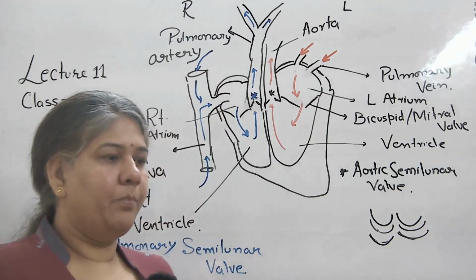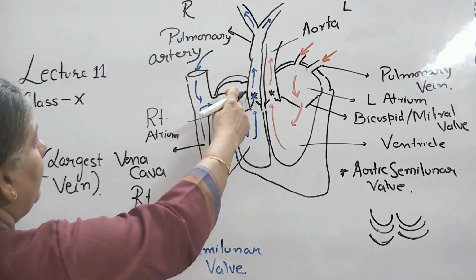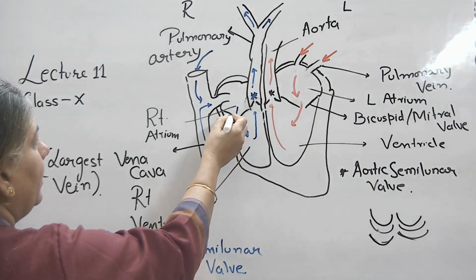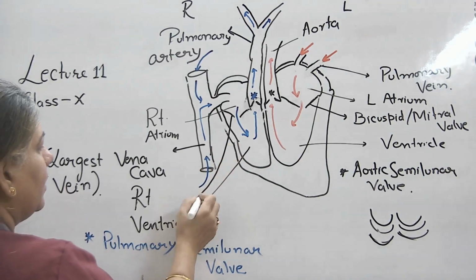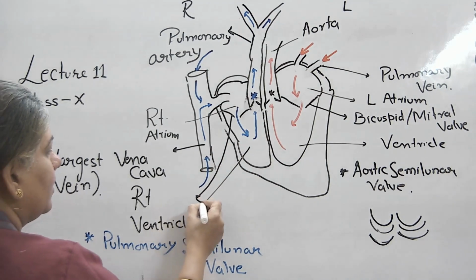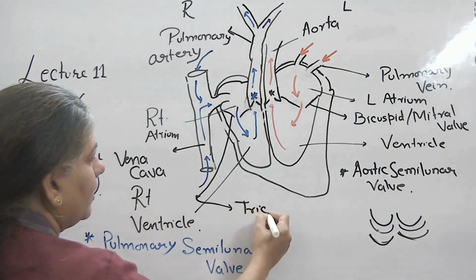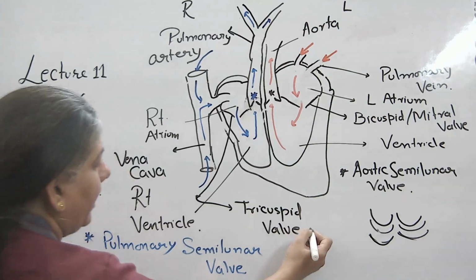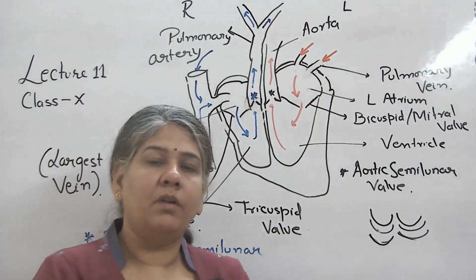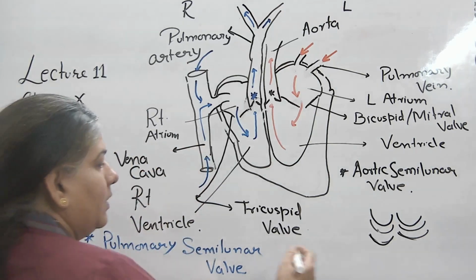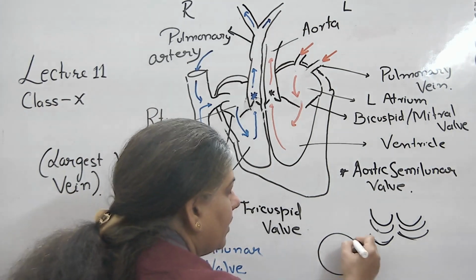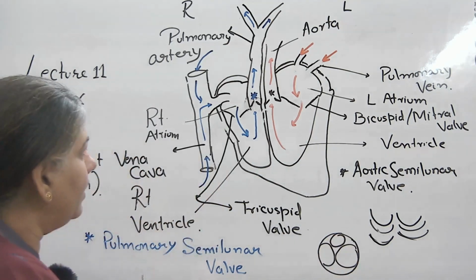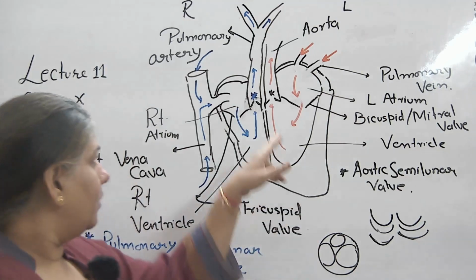See, the valve that is present between right atrium and right ventricle is called tricuspid valve. So this one is tricuspid valve. Tricuspid means it has 3 cusps or flaps. Like these are the flaps. 3 flaps that are present that allows the blood to flow.